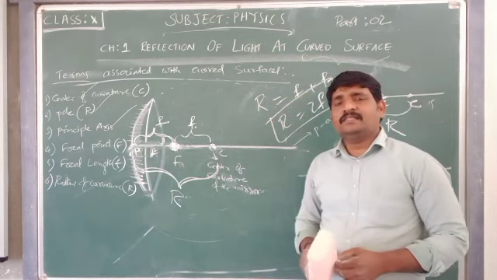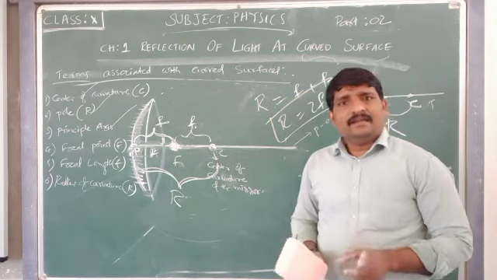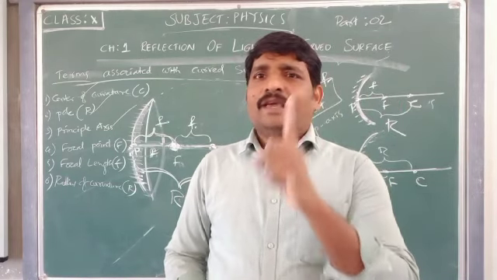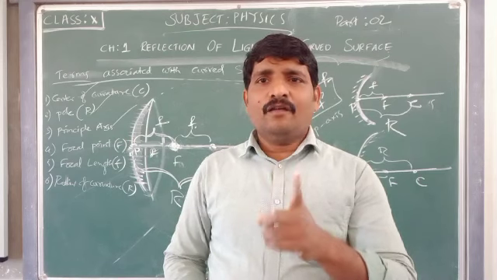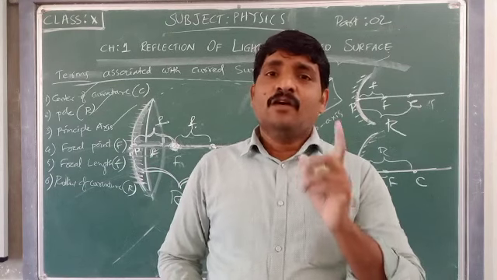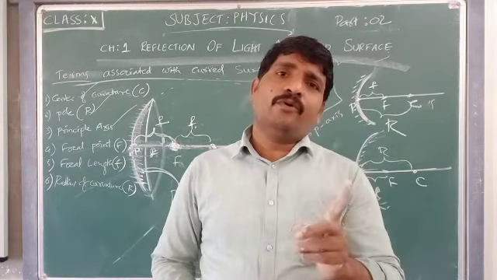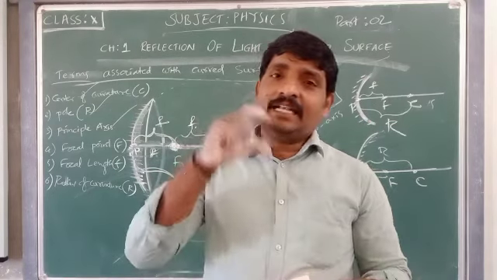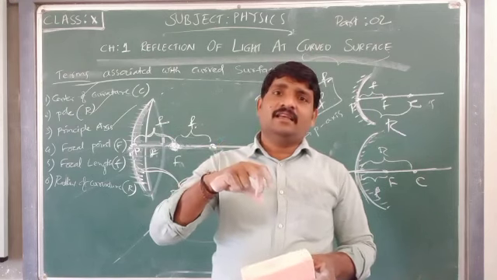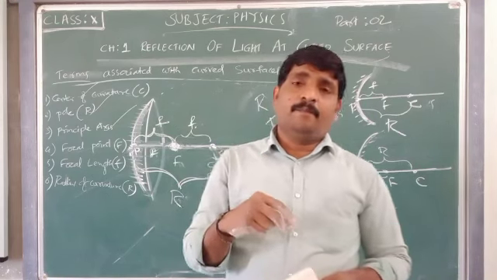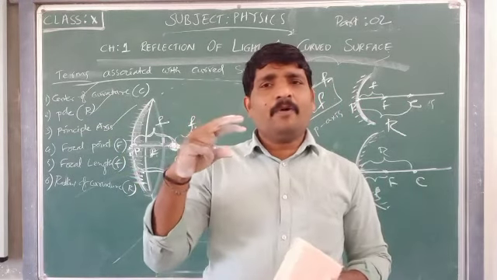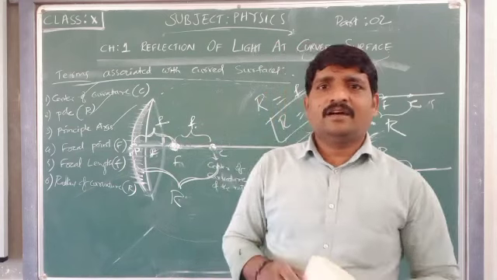I hope you understood this. Keep in mind, as a small review, the location of the image will always be at the intersection point of two or more reflected rays. That is, wherever two or more reflected rays intersect, that point is the image of the object point from which the reflected rays are coming. That is the main key point which plays a role in our further discussions.